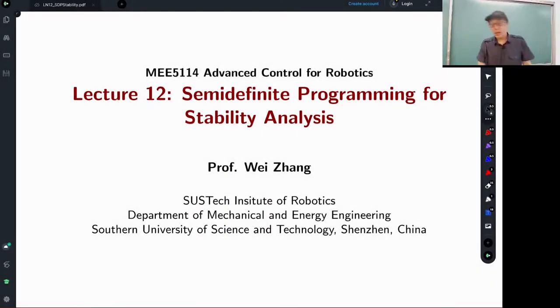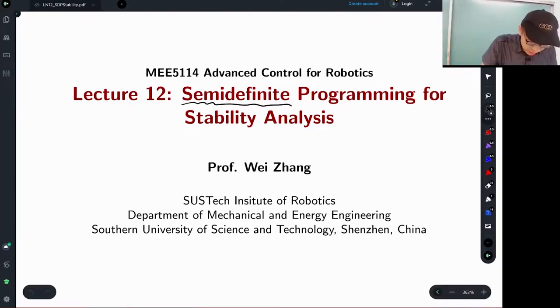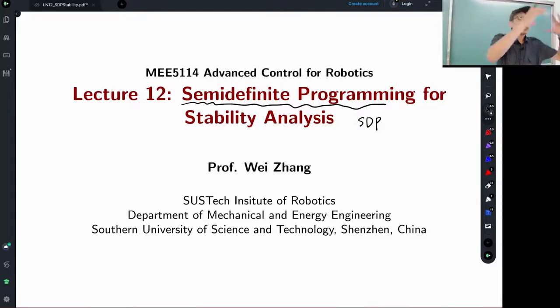Let's start with lecture 12, semi-definite programming for stability analysis. This is the so-called SDP. I think from lecture 11, I drew a few categories of optimization problems. SDP is one of them, right? It's one special class of convex optimization that you can solve very efficiently. It's also very important, especially for control design, and also for robotic applications.